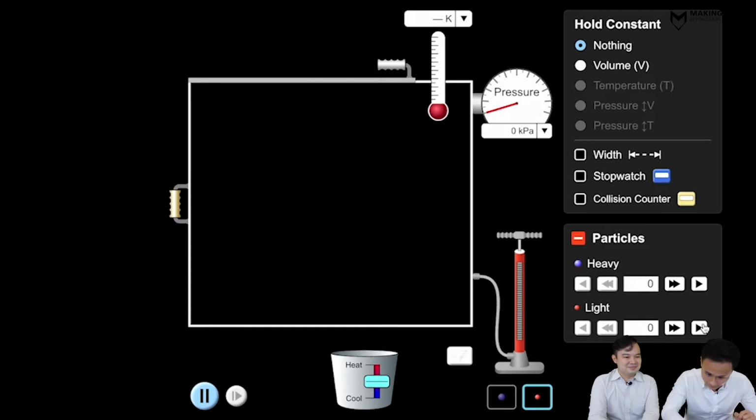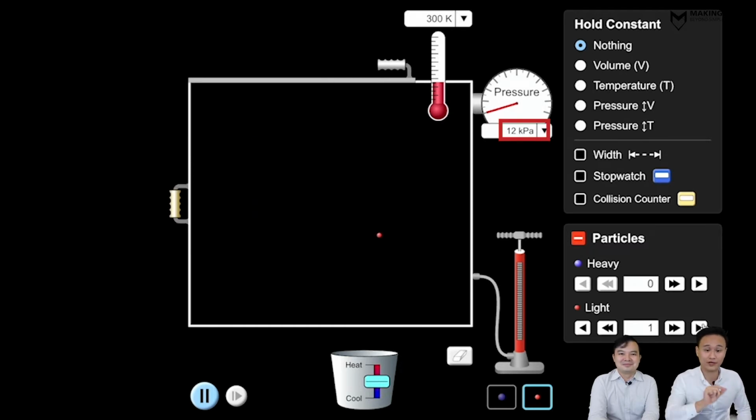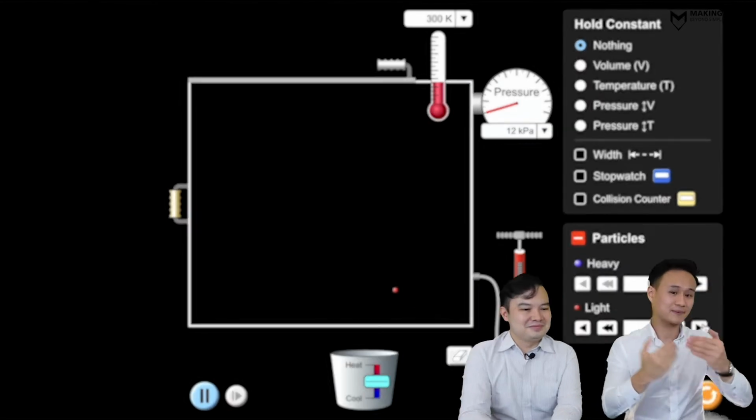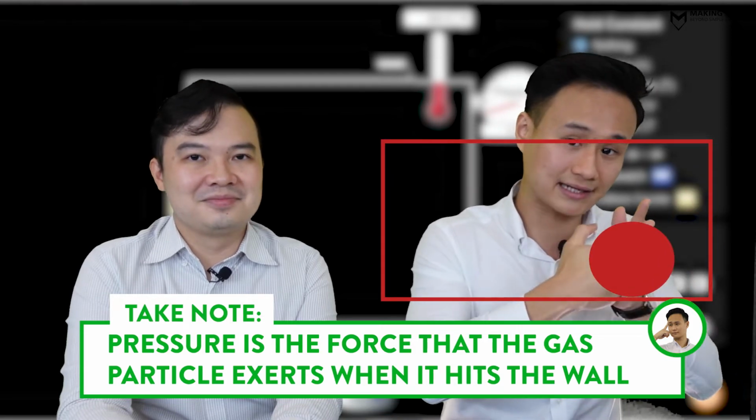Take a look. Okay, so one particle right now, wait for it, bam! And you can see the pressure went up to 12 kilopascals. So this is basically what pressure means. Pressure is the force that a gas particle exerts when it hits the wall. And that basically is what pressure is.